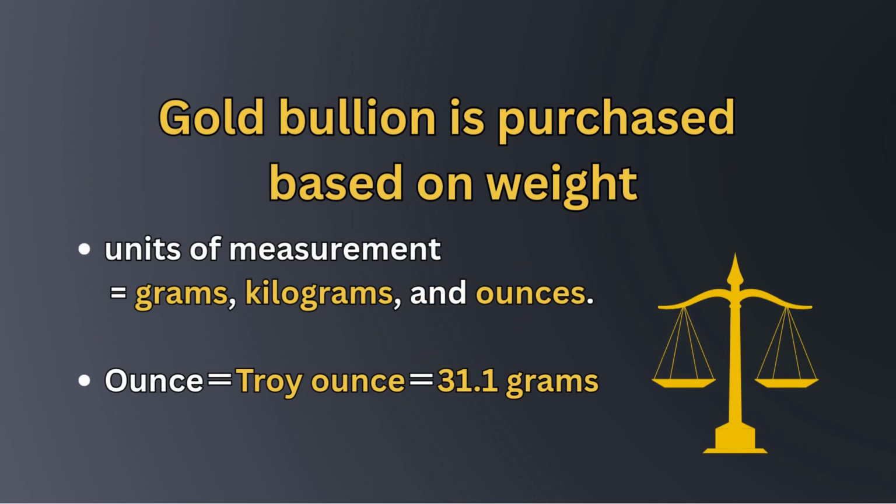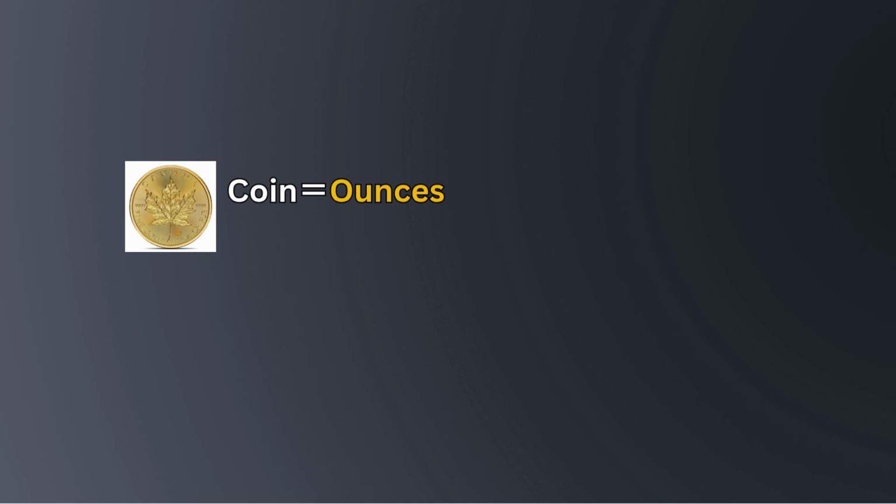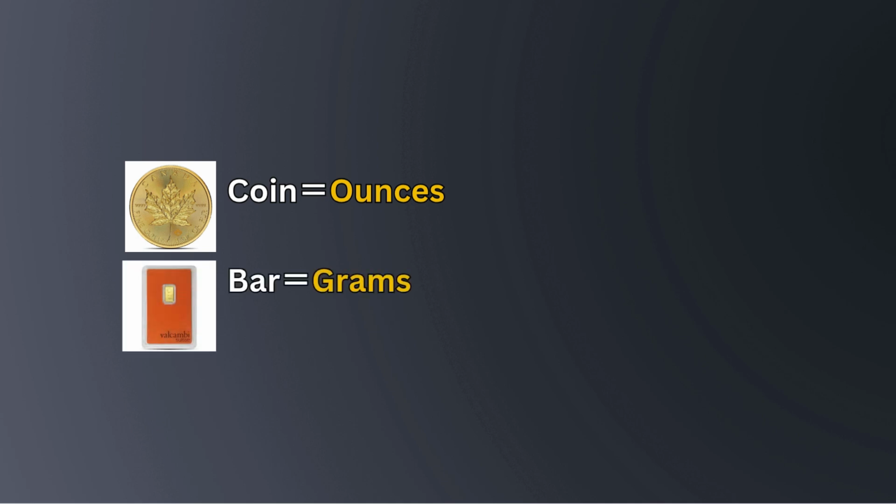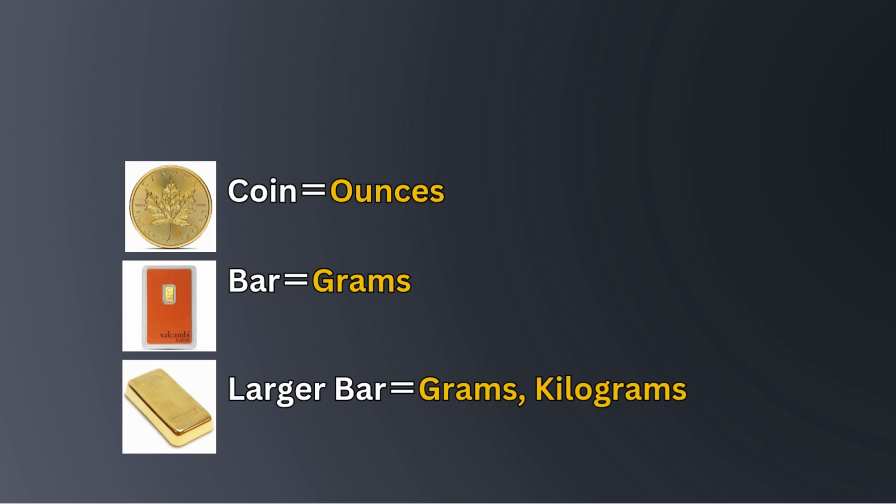Gold bullion is purchased based on weight, with units of measurement including grams, kilograms, and ounces. The term ounce refers to troy ounces in this context. A standard ounce is 28 grams, while a troy ounce is 31.1 grams. Gold coins are measured in ounces, while gold bars use grams as their unit of measurement. Larger bars are measured in grams and kilograms.